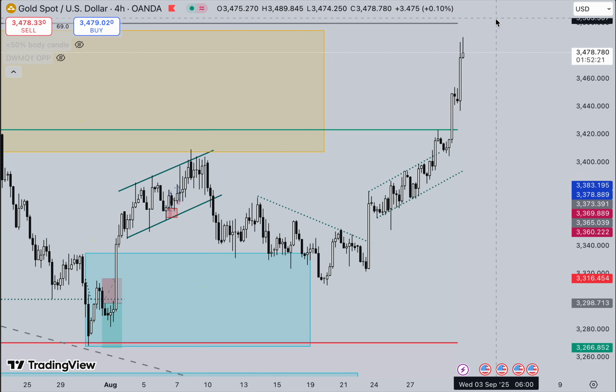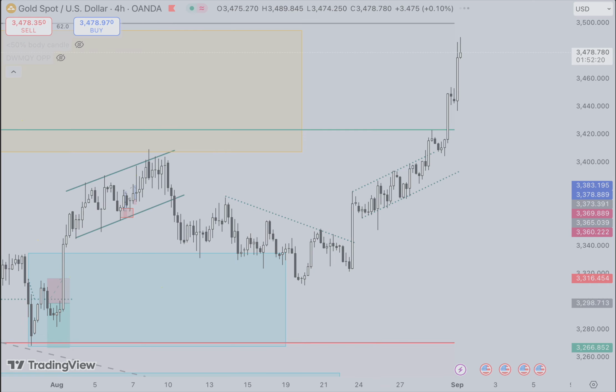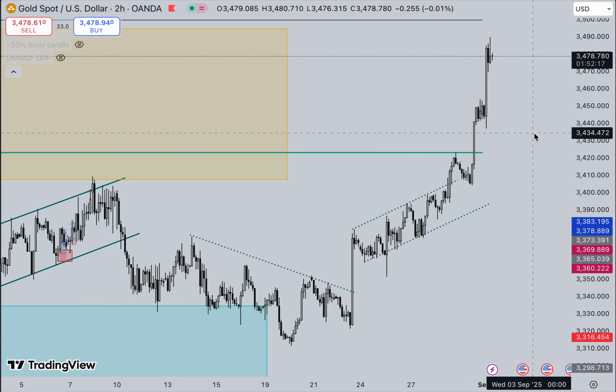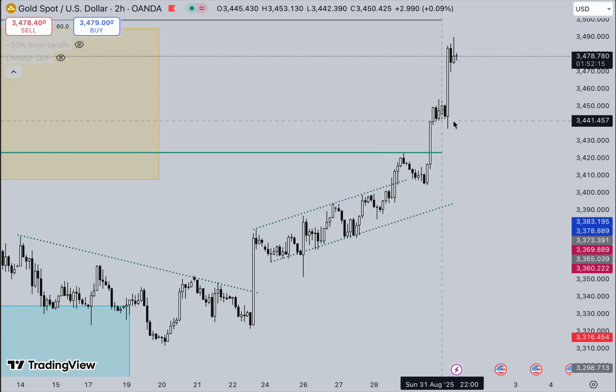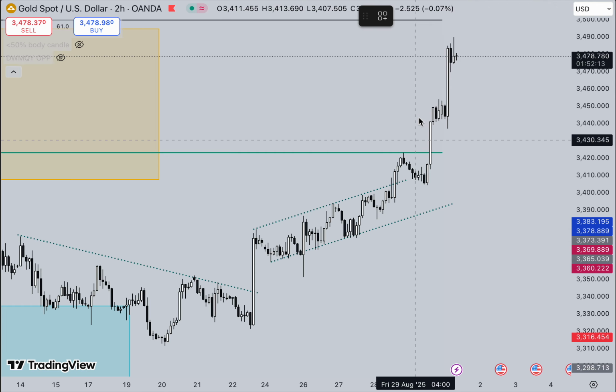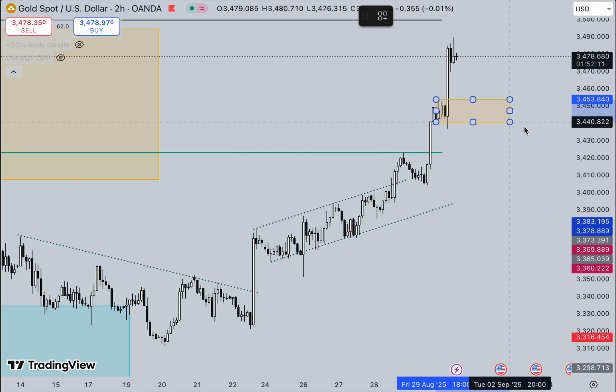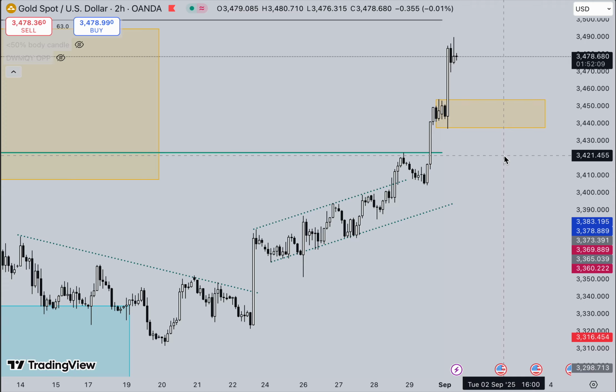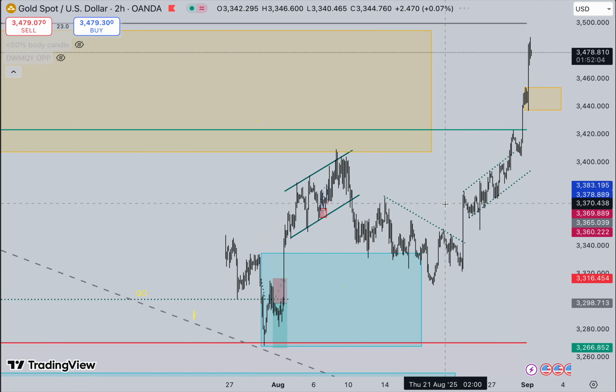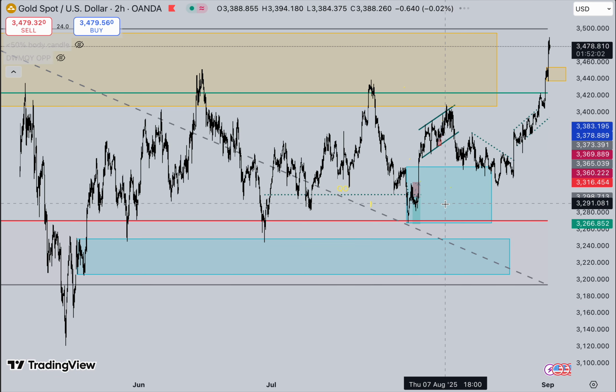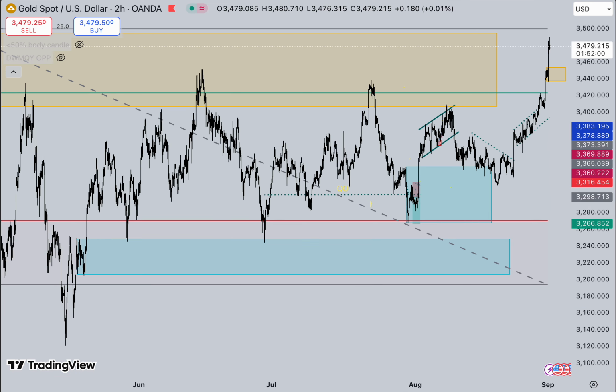So let's keep that in mind, and we'll just look for entries on lower time frame. So we can start looking for entries from here on gold, right? If you see a retracement to this area, we can start looking for some further entries. But don't chase the market, just wait for entries to come to you. Okay guys, don't chase the market.